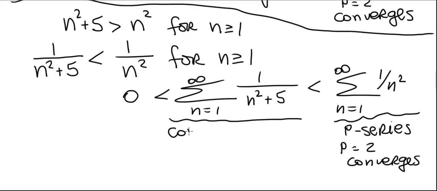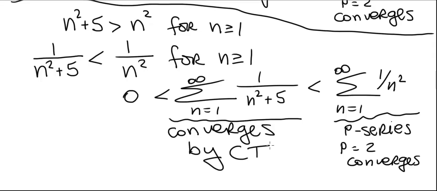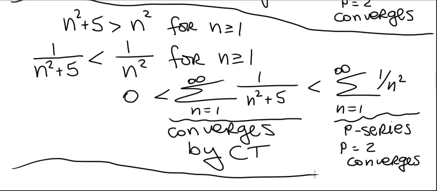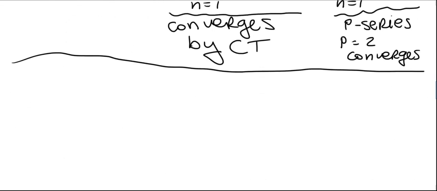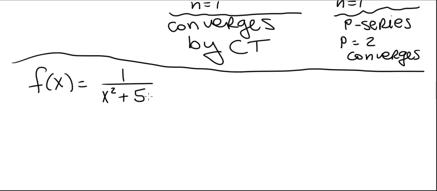This series also converges, and this time the reason is by the direct comparison test, which we'll abbreviate by CT. And now let's use the integral test. Remember the integral test. We take f of x to be the function 1 divided by x squared plus 5 defined on the interval 1 to infinity.